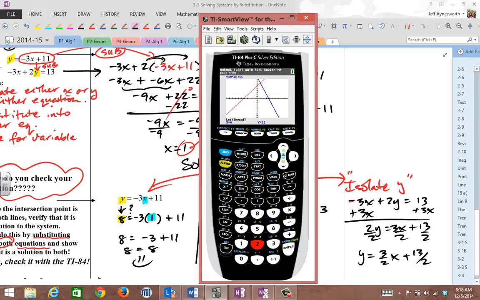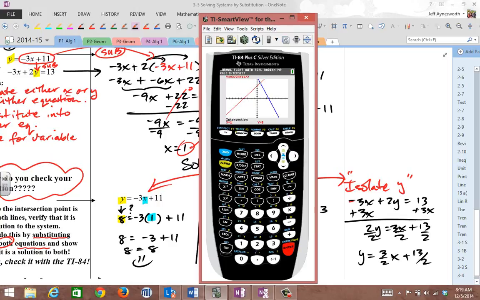Let me try that again. Second trace, number 5. Okay, it's going to ask you what's the first curve, and it's y1, so hit enter, accept that. What's the second curve? y2, accept that. Then it asks for your guess, so move the cursor to the intersection by using your right or left arrow keys, and then hit enter for the third time.